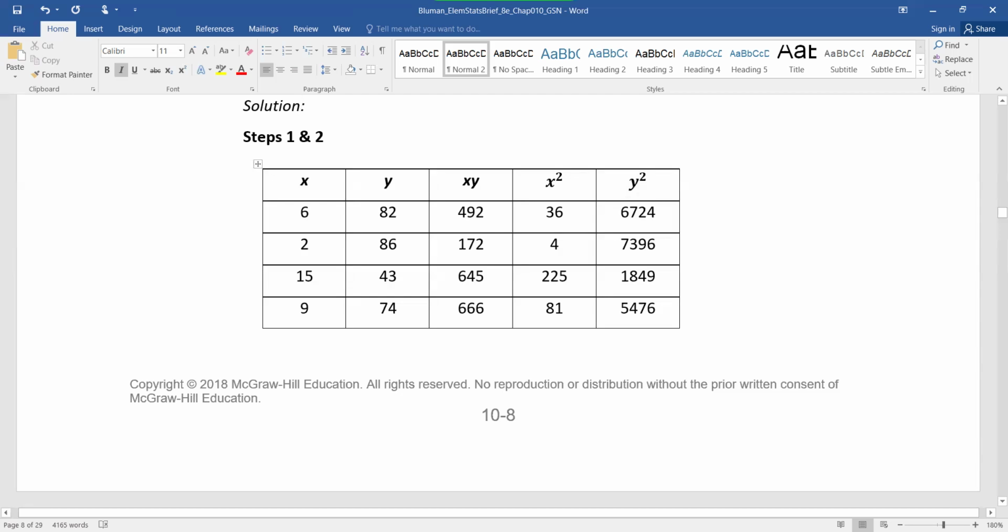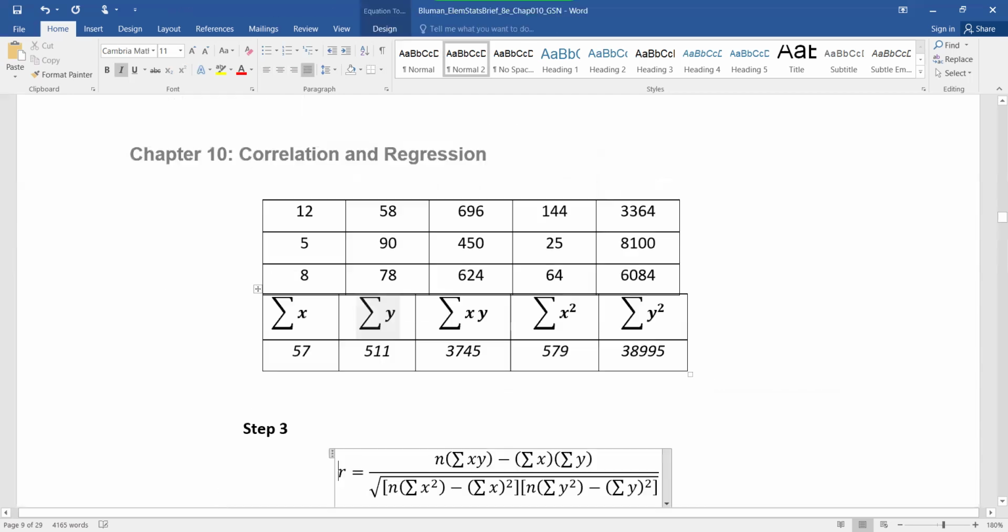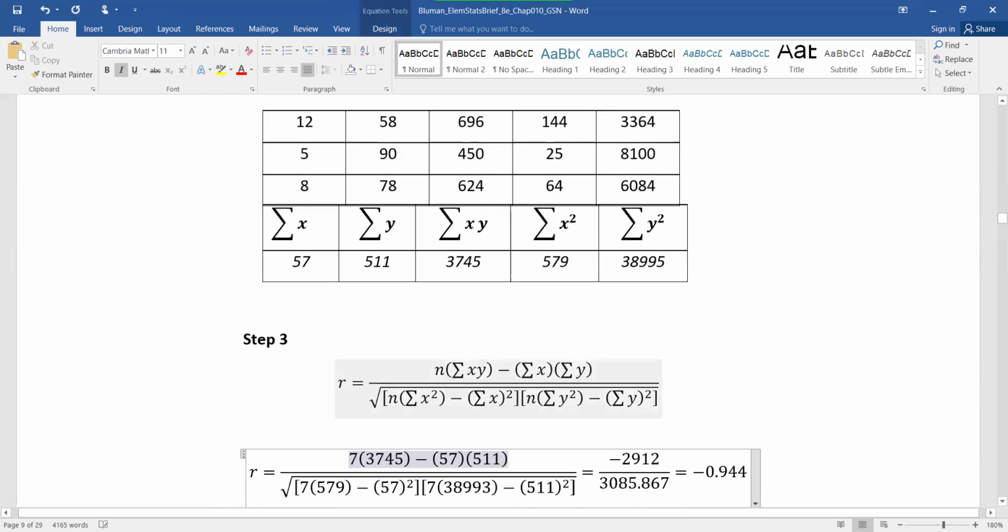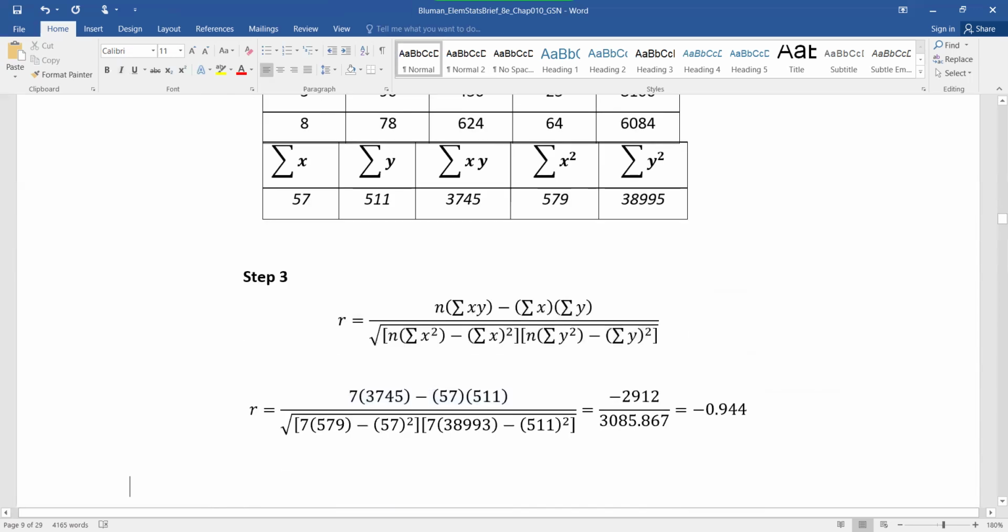Then once we had all of the columns filled out, we added each column up. That's what these symbols mean, the sum of those columns. Once we have all those sums, we can plug it all into this equation. So you get an equation that looks roughly like this. And when you do all the math, you get a negative 0.944. So what could we argue from this? A strong negative linear correlation.